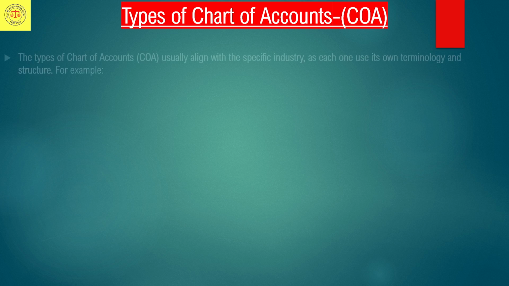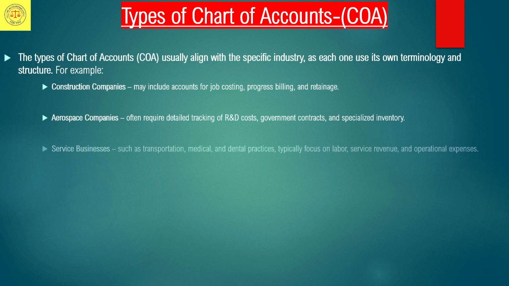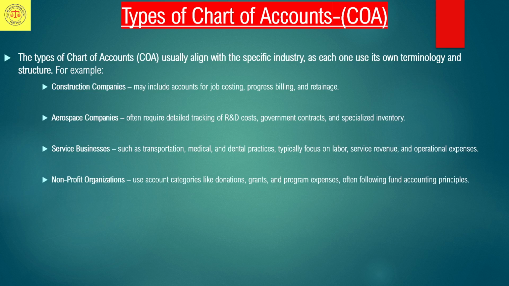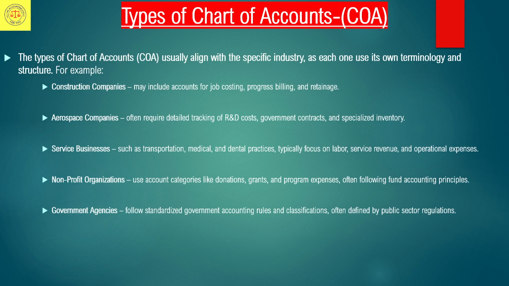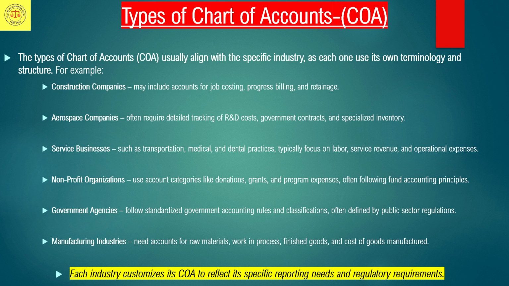Types of chart of accounts. The type of chart of accounts usually aligns with a specific industry, as each one uses its own terminology and structure. For example, construction companies, aerospace companies, service businesses, non-profit organizations, government agencies, and manufacturing industries. Each industry has to follow its own regulations.